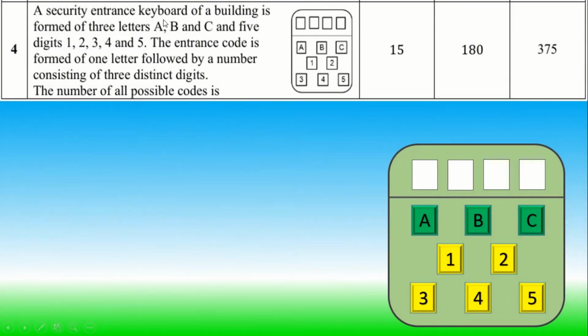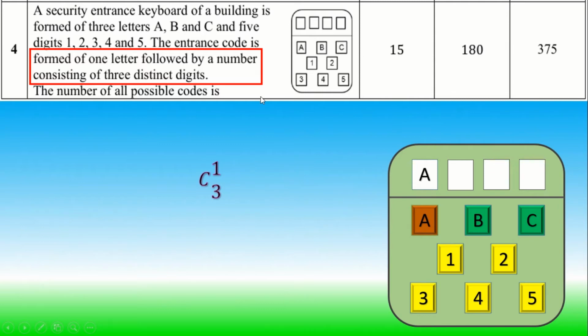A security entrance keyboard for a building is formed of 3 letters A, B, and C and 5 digits from 1 to 5. The entrance code is formed of one letter followed by a number of 3 digits. Well, one letter, this letter can be 1 out of 3. It can be A, B, or C. So we say it's combination 1 out of 3.